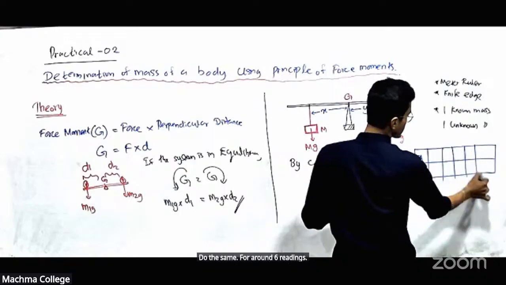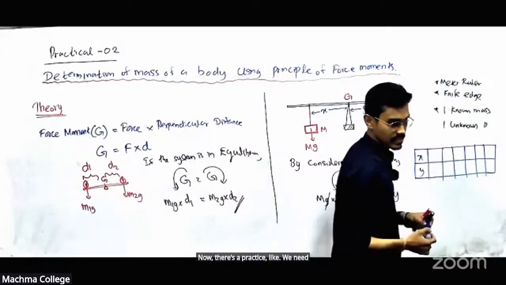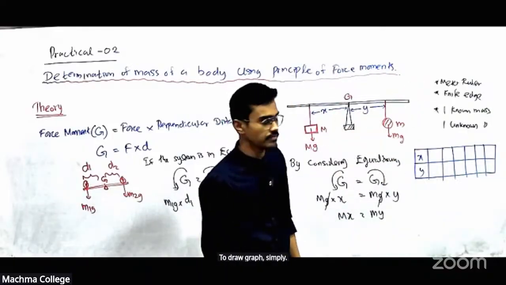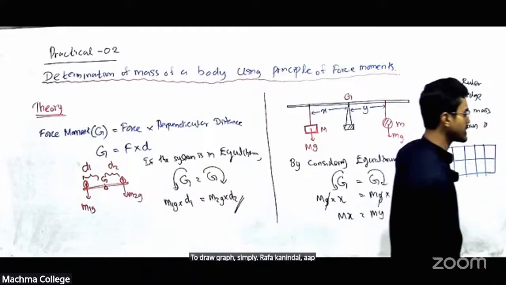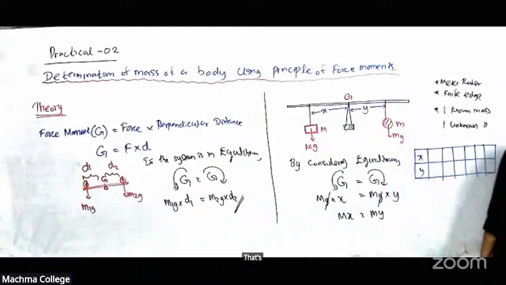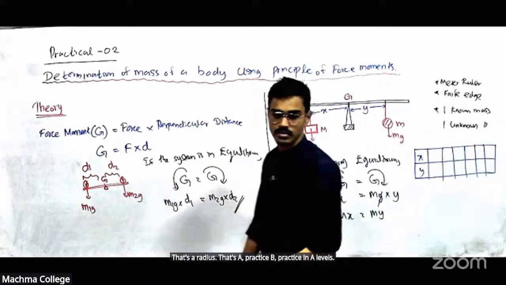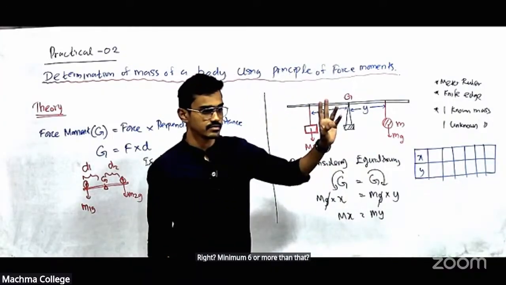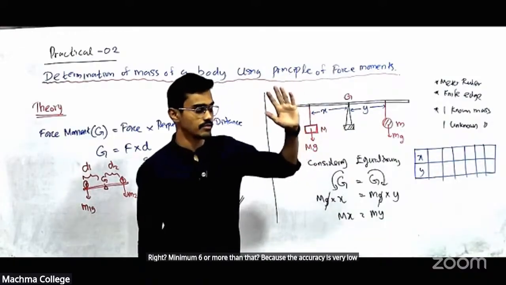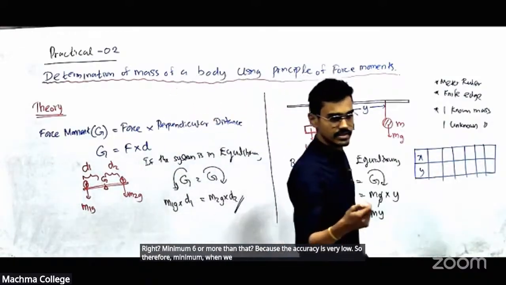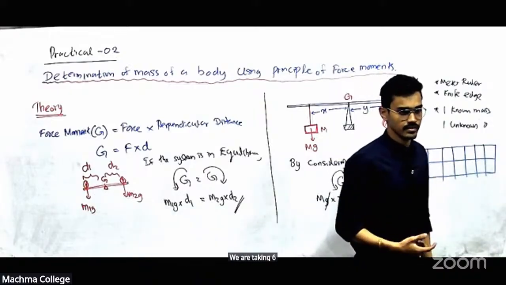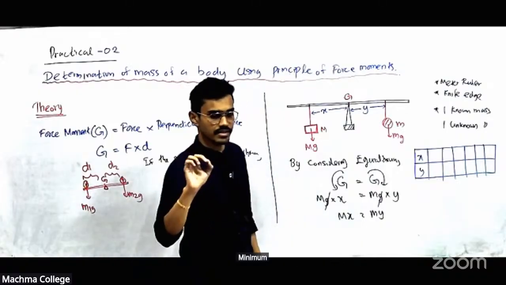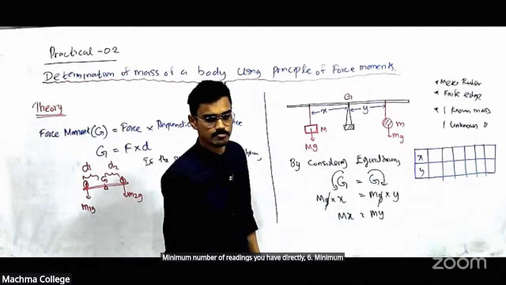Now there's a practice like we need minimum 6 readings to draw a graph. That's the practice we follow in A levels, right? Minimum 6 or more than that. We don't draw a graph with just two readings, because the accuracy is very low. So when we take readings, we take 6 readings. Keep that in mind. To plot a graph, the minimum number of readings you have to take is 6, right?